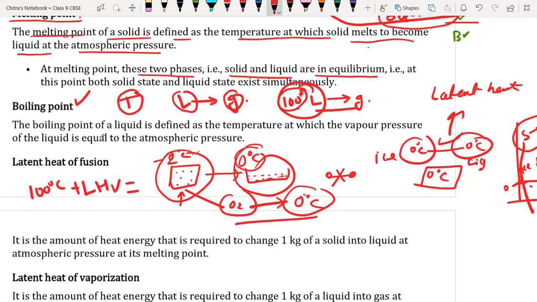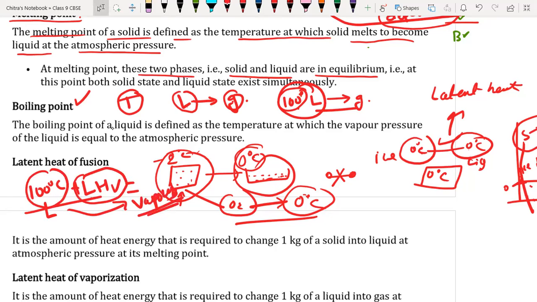Okay? Sir, in between your voice got cut off. Can you repeat? See, at 100 degrees Celsius, water will be present at liquid state. Okay, and after that, water will absorb latent heat of vaporization, and then the liquid will convert into vapors.